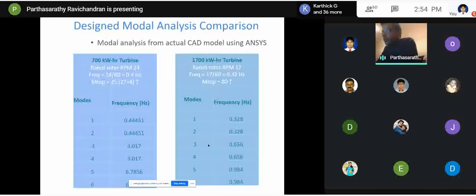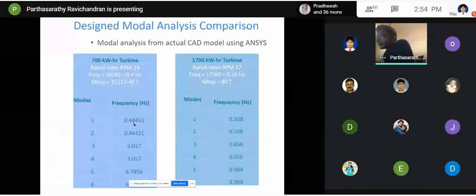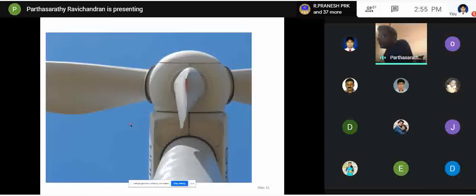So when we did the modal analysis, we were able to get the initial frequencies. The first 3 to 6 frequencies are very important. So in this case, the natural frequency of the tower was at 0.4 hertz. What does this mean? When you multiply this value by 60, you would get the RPM as 24 RPM, that's the rotor RPM.